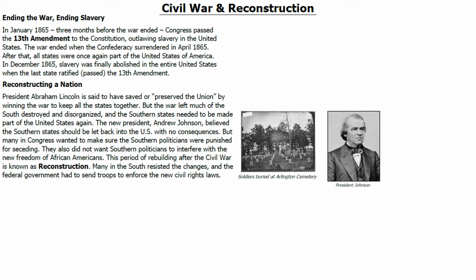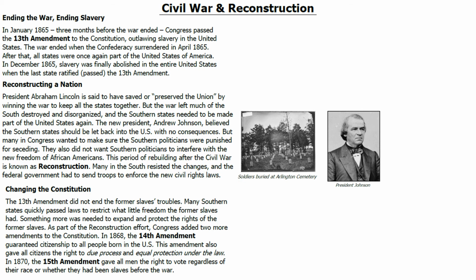The new president, Andrew Johnson, believed the southern states should be let back into the U.S. with no consequences. But many in Congress wanted to make sure the southern politicians were punished for seceding. They also didn't want southern politicians to interfere with the new freedom of African Americans. This period of rebuilding after the Civil War is known as Reconstruction.